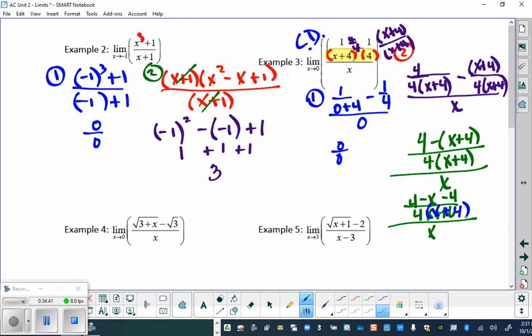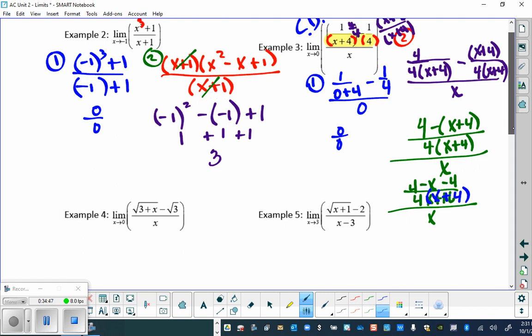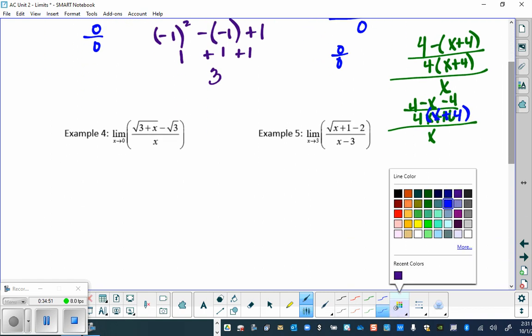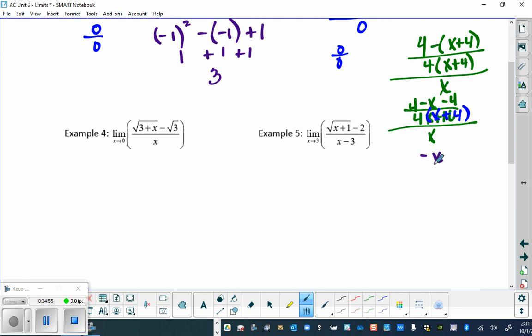I need more paper. Do you see my 4's canceling out? Is my x positive or negative? Good. So I've got negative x because positive 4 and negative 4 canceled out. Negative x is over 4 times x plus 4. And instead of dividing by x, I'm going to do it this way.